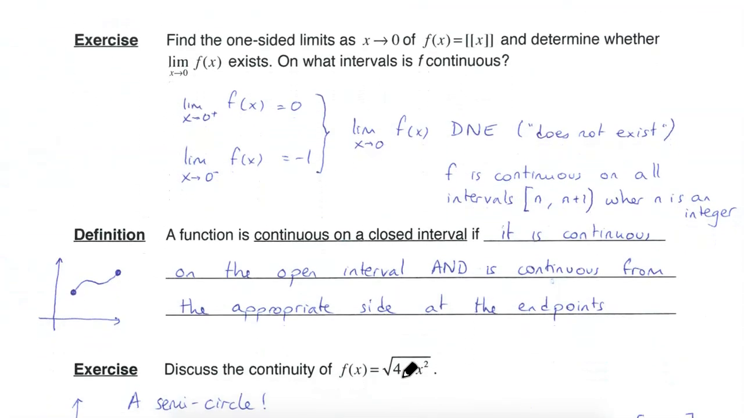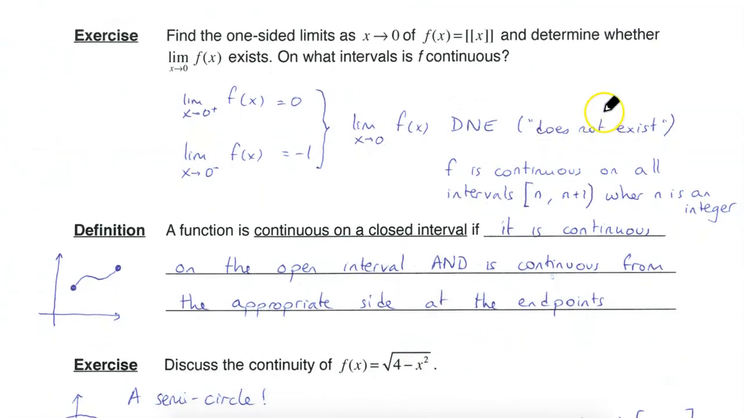If we look at the graph from the previous page, we will be able to answer this question. What are the one-sided limits as x approaches 0 for this function, and determine whether the limit as x approaches 0 exists or not. Finally, there's an extra question that is rather difficult. On what intervals is f continuous?